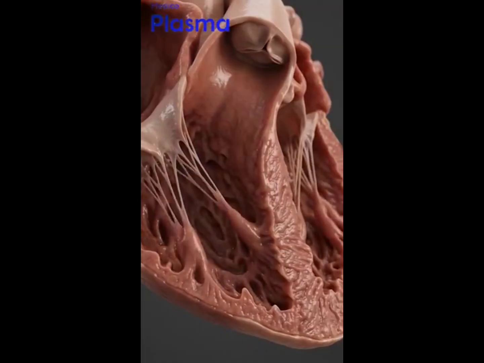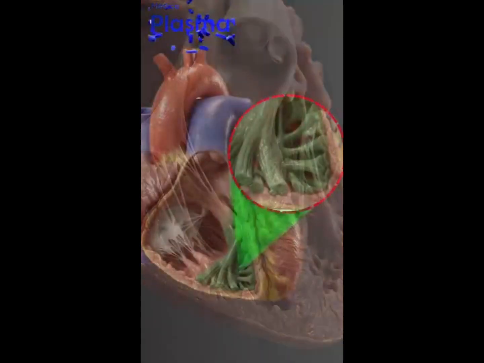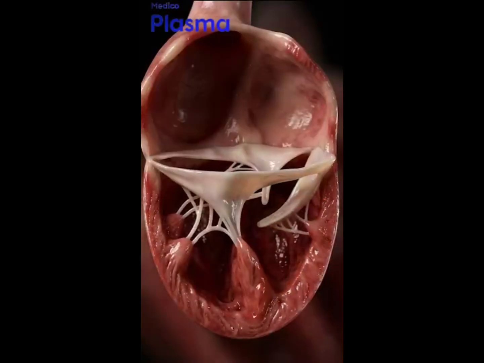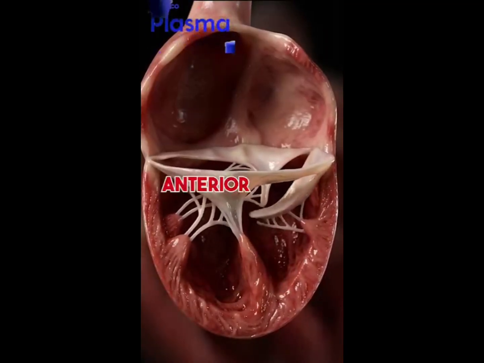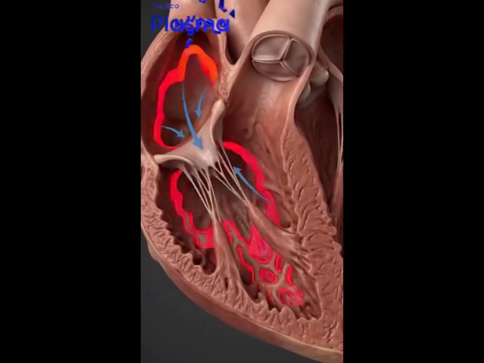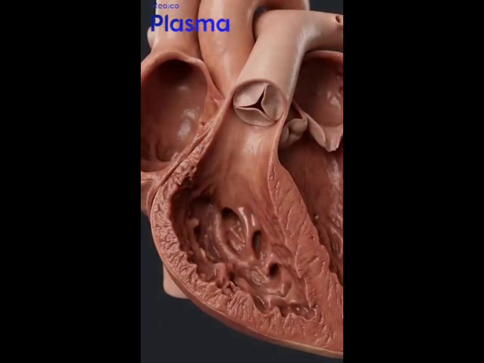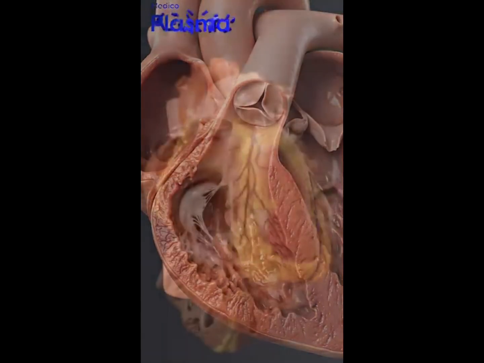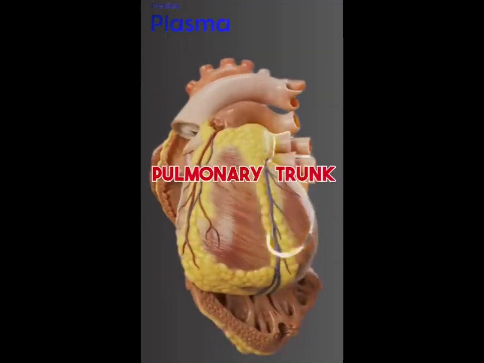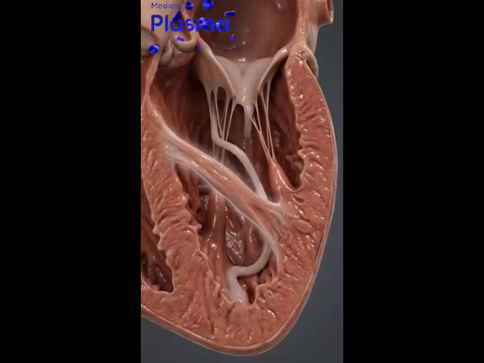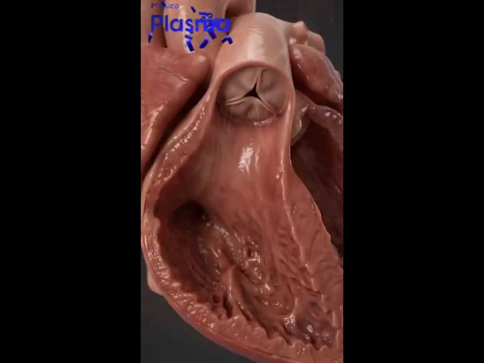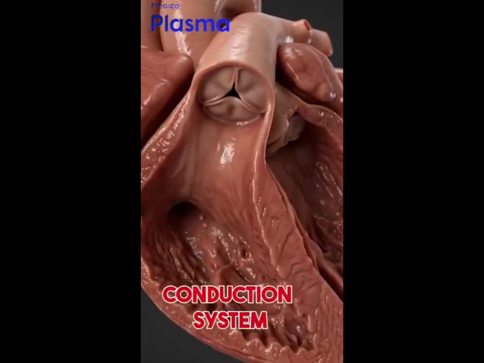Its inner surface shows irregular muscular ridges called trabeculae carneae, giving it a sponge-like appearance. It contains 3 papillary muscles, anterior, posterior, and septal, connected to the tricuspid valve by chordae tendineae. The smooth outflow tract of the right ventricle, known as the conus arteriosus or infundibulum, leads into the pulmonary trunk. A prominent muscular band called the septomarginal trabecula, or moderator band, carries part of the conduction system across the cavity.